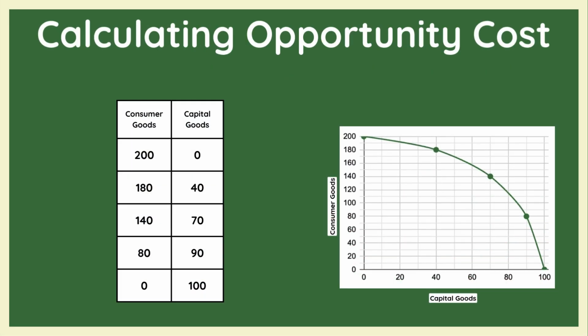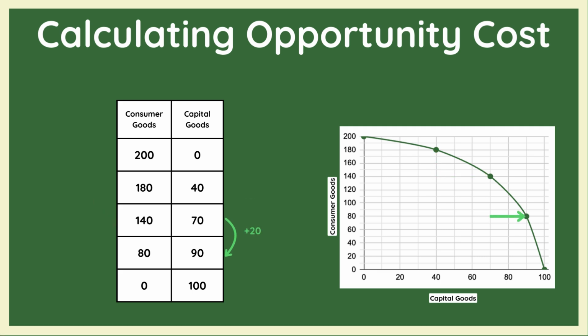Let's calculate opportunity cost, starting on the first row of the table. Currently, the economy is allocating all resources to producing only consumer goods. What is the cost of increasing capital goods production by 40? Well, you would lose the production of 20 consumer goods. What if the economy really wants to increase their future production capacity so they increase it even more to 70? Unfortunately, they would lose 40 consumer goods.